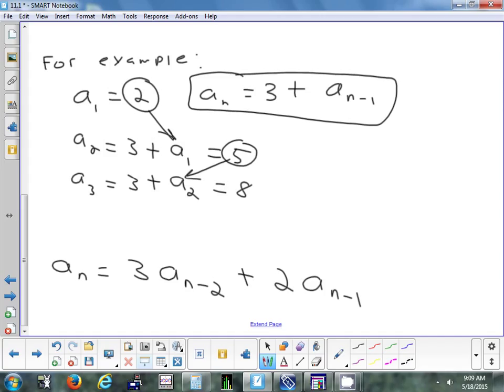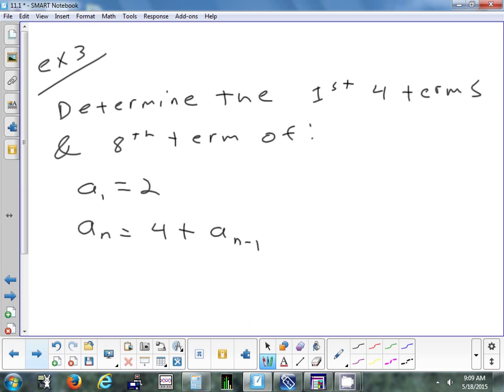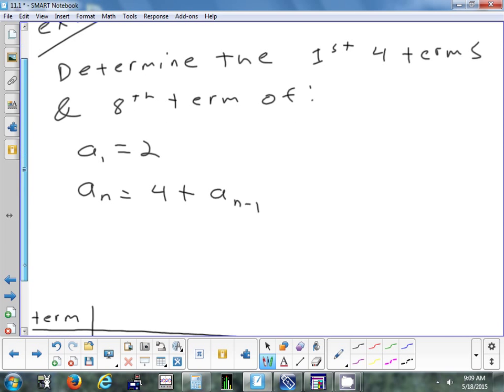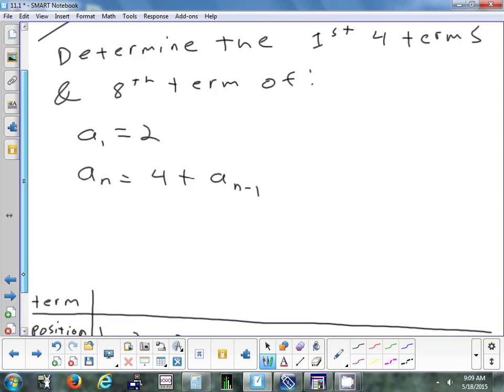Okay, there is a process to turn something like this into an explicit formula. We're not going to study it, but you can. So this is kind of the same idea that we just did, except now we're going to do the recursive sequence. I'm going to start you off with the first term. I'm going to tell you how to get every term after the first term. So we'll write out the first 4 terms and the 8th term.